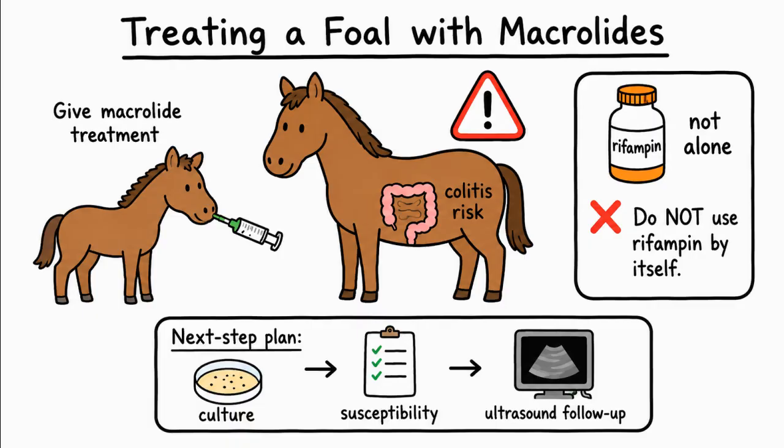Adult horses can develop severe antimicrobial-associated colitis, so if a foal is being treated with a macrolide, I also think about preventing exposure to the mare. Rifampin should not be used alone because resistance can develop quickly. If a foal is not responding, the next step is not random substitution. The next step is culture, susceptibility, ultrasound follow-up, and a careful treatment plan.